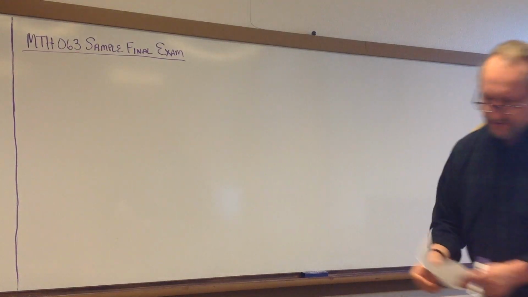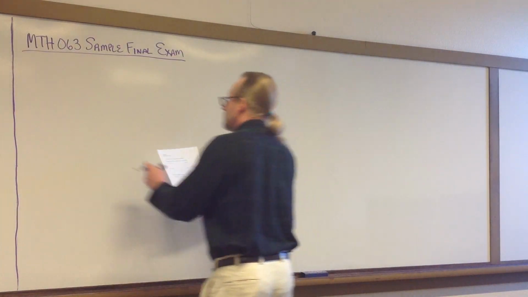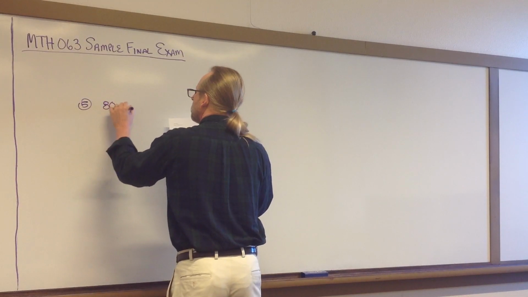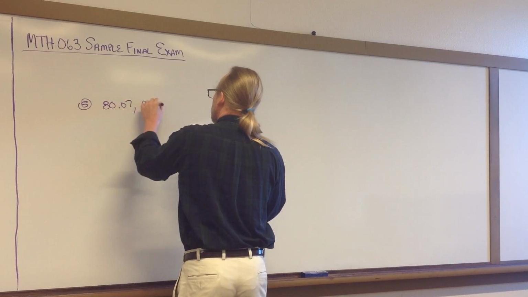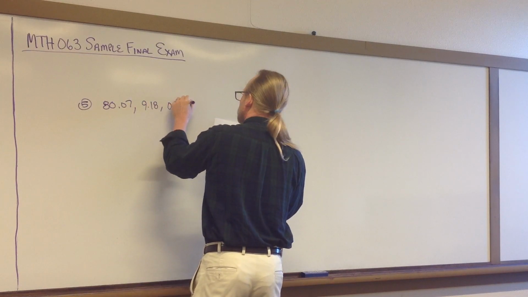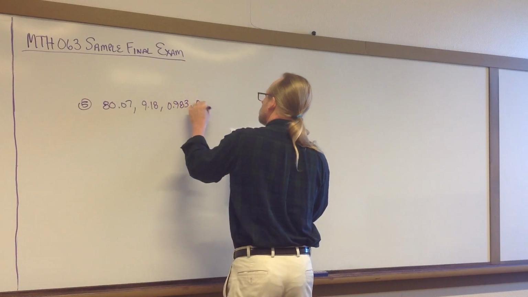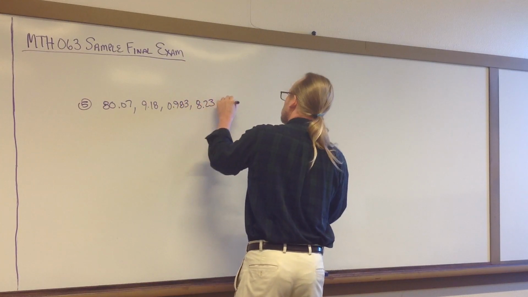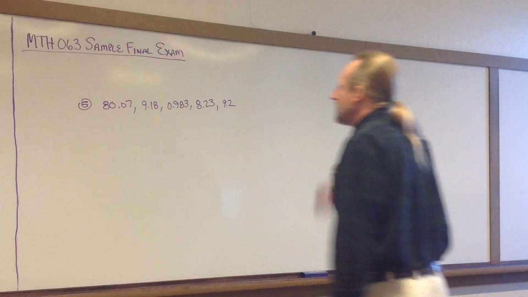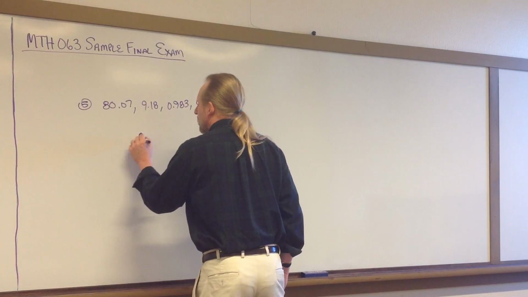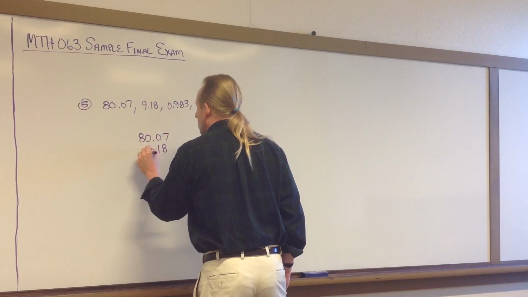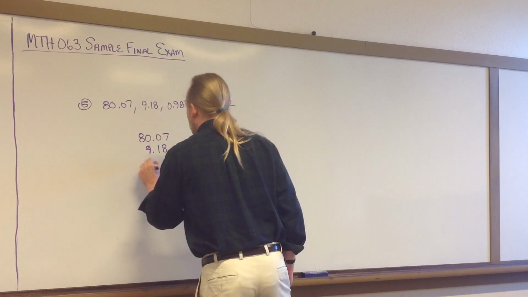Problem 5, write the numbers in order from least to greatest, or smallest to biggest. So, 80.07, 9.18, 9.83, 8.23, 9.2. Okay. Well, I think I'll line these up along the decimal point. I think that's one of the best ways to go about doing this. You can just kind of look at them as they're sitting there in a row.